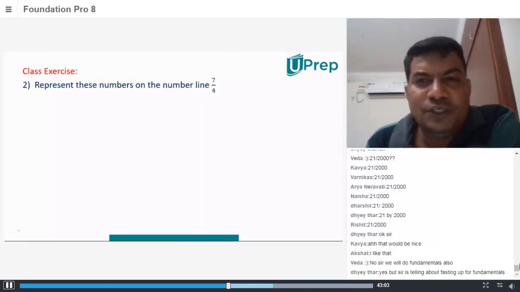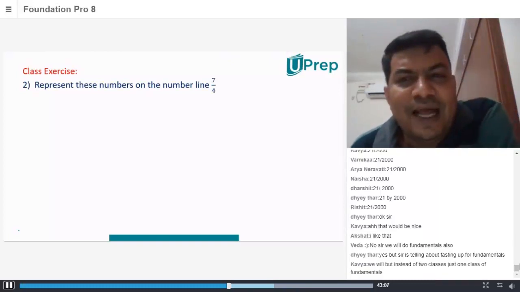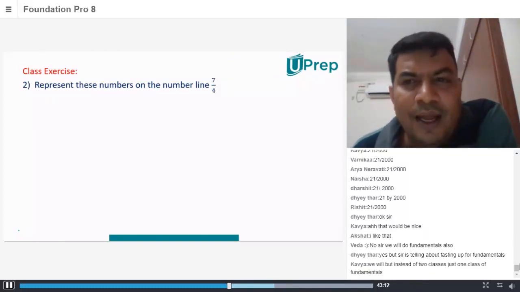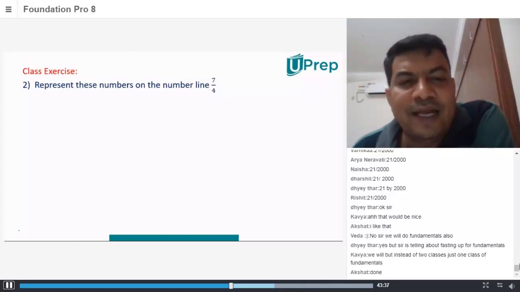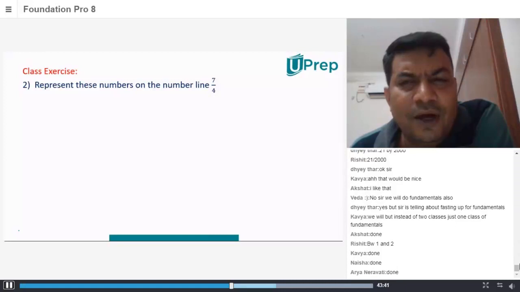Okay, now I want you to represent these numbers on the number line. Just represent 7 by 4 on a number line. It's not difficult. Just let me know, where does this 7 by 4 come on a number line? Easy question. 7 by 4. Very good. So where does that come, Akshar? 7 by 4, where is it generally on the number line?